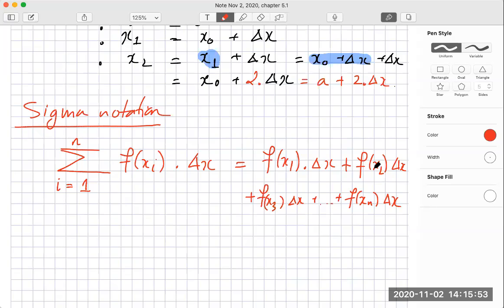So is the idea clear now? Yeah, we approximate the area formed by any curve by this approximation. Very good.